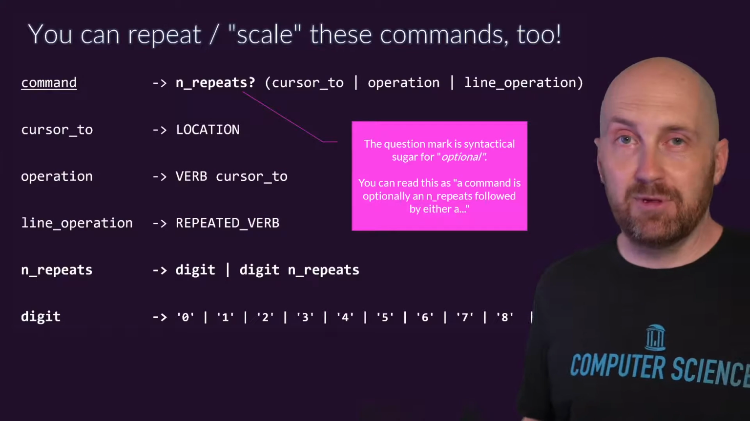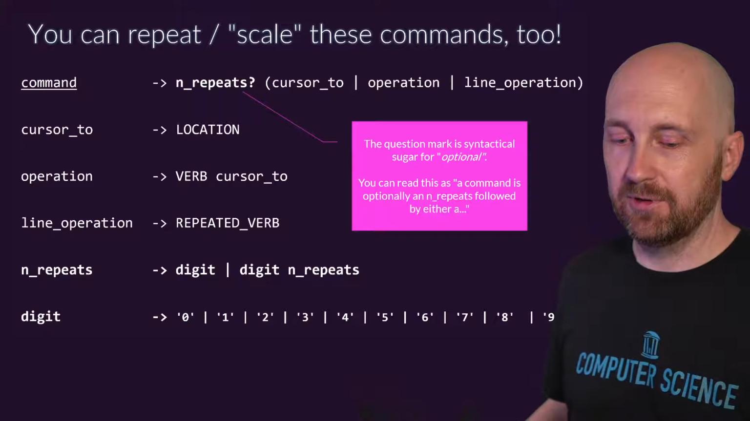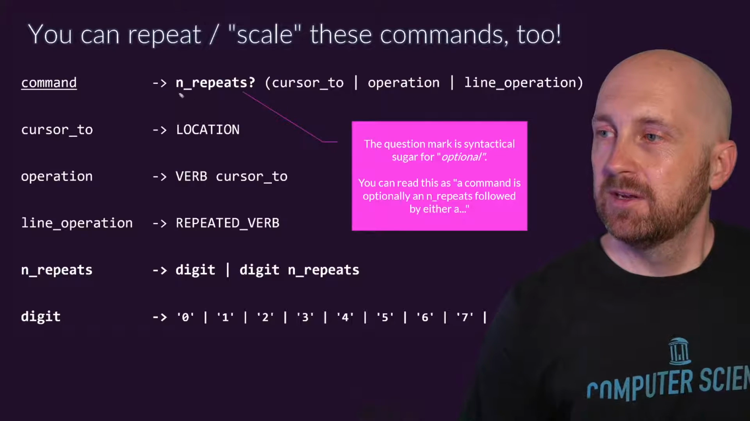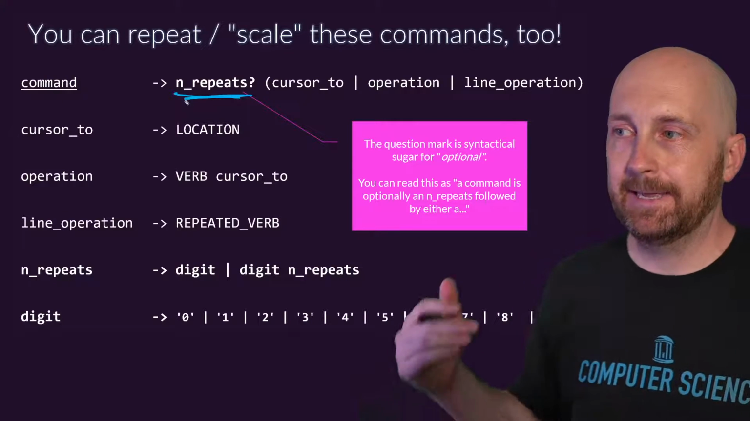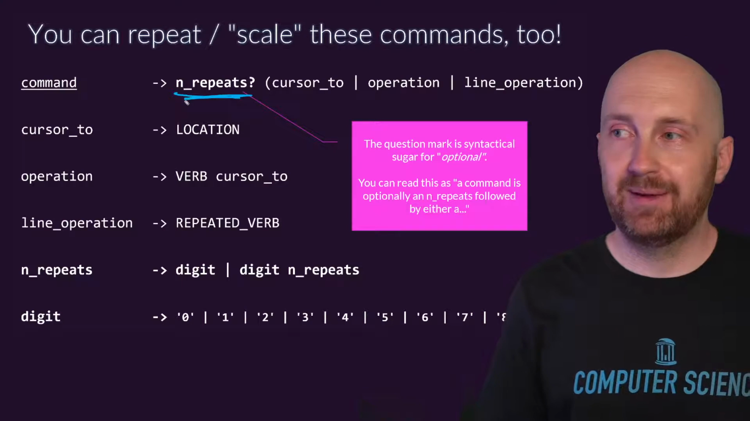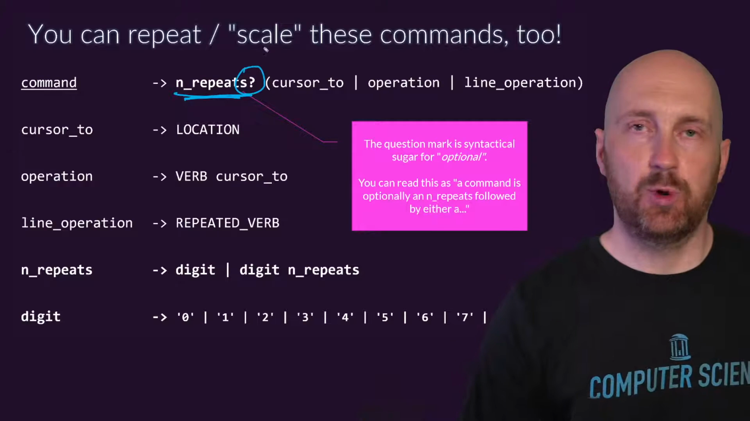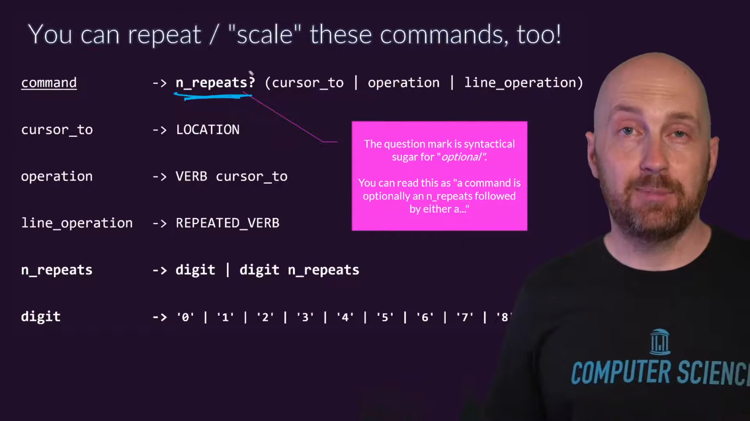To give you an example of the power of this, I'm going to introduce one other variation on our rule. But I want to talk about this syntax really quickly because it's new. Notice at the beginning of a command, we're saying there's a non-terminal named n repeats. We'll go look at that definition in just a second. And there's this question mark. In grammars, the question mark is going to mean optional.